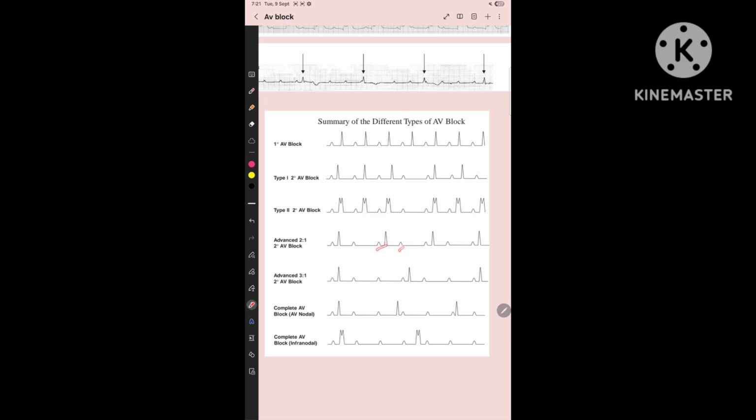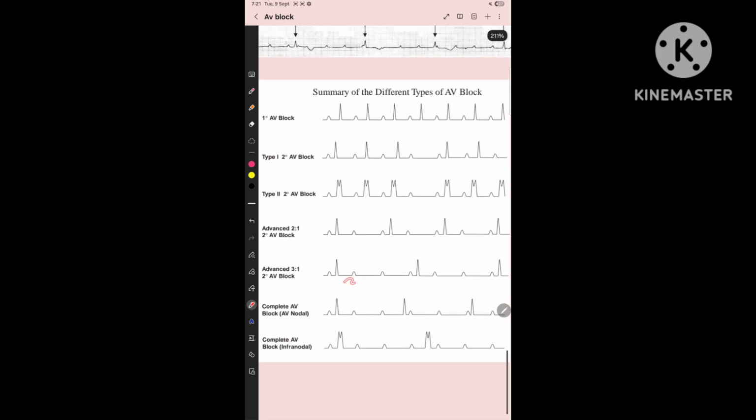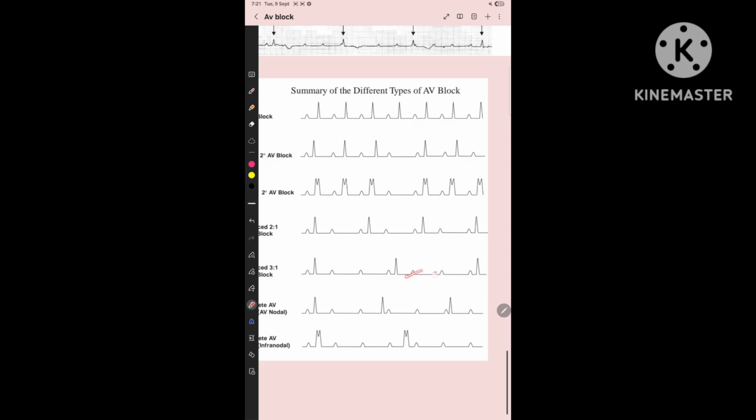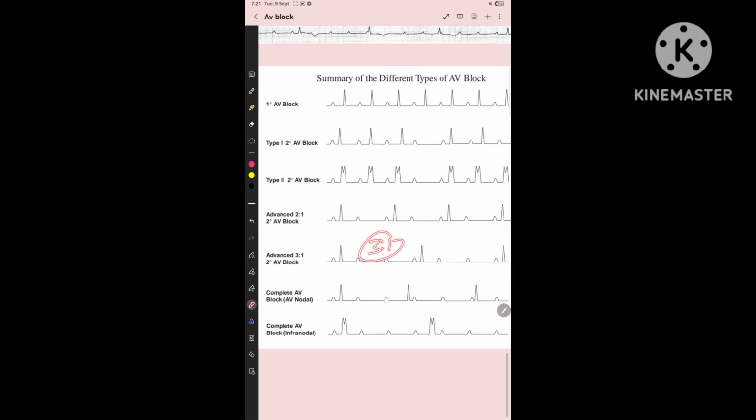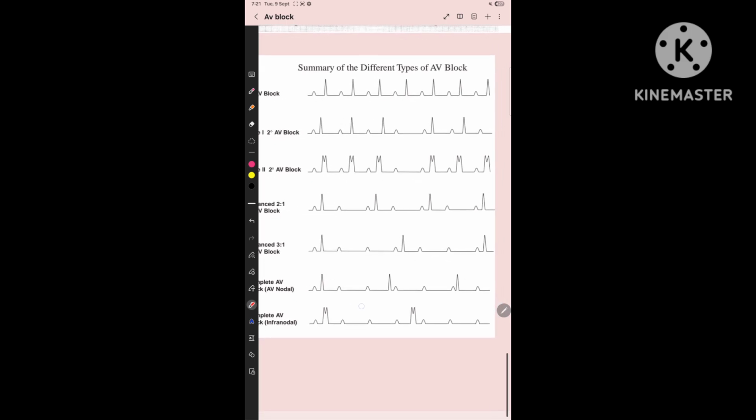One is conducting, one is not, one is conducting, one is not; this is 2:1. This is a special type of second degree AV block. Here, this is not conducted, this is not, but this is. This is not, but this is conducted. This is 3:1, a special type of second degree AV block.